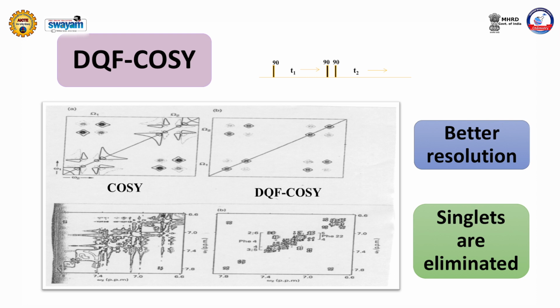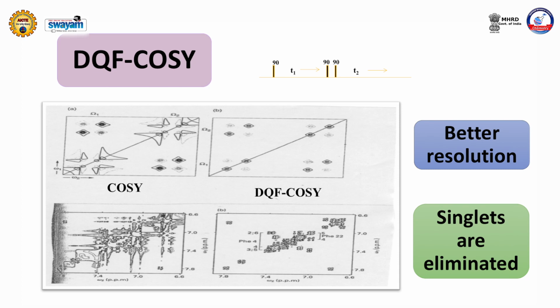In the bottom, the spectra shown indicate a significant improvement. You compare the COSY, which is on the left side, and the double quantum filtered COSY, which is on the right side, and you can see both the diagonal and the cross peaks have a fine structure which is very, very clear. On the diagonal also you have all four components very well resolved, and the cross peaks also are very well resolved.